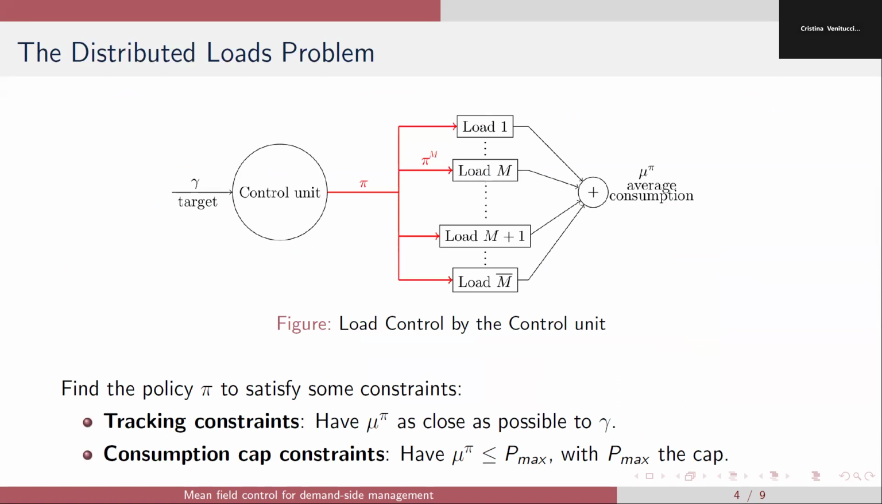So we are in the setting of a distributed load problem, where we take as input a target consumption, and our algorithm predicts a policy that we give to every electrical system, and at the end we get back the average consumption. In the tracking setting, we want this average consumption to be as close as possible to the target consumption. And in the consumption cap setting, we want this average consumption to always be lower than a maximal consumption.